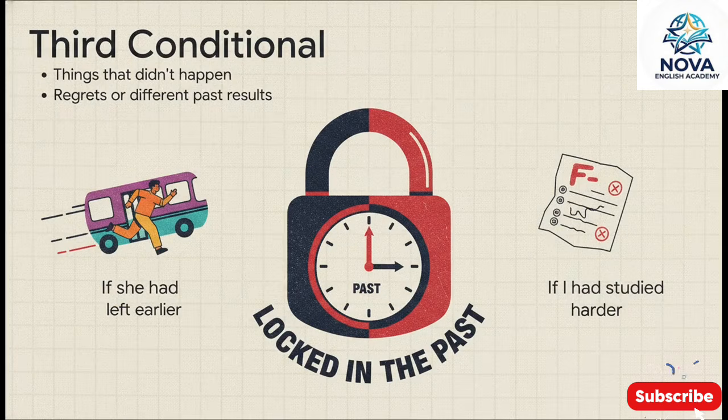This right here is your ultimate grammatical tool for expressing regrets. It's how we analyze what-ifs for things that never actually happened. Look at this example. If I had studied harder, I would have passed the exam. Well, the reality is, I didn't study hard, and unfortunately, I didn't pass. Or take, if she had left earlier, she would have caught the bus. She didn't leave early, so she missed it completely. We use the third conditional when we want to sit back and imagine a totally different past.